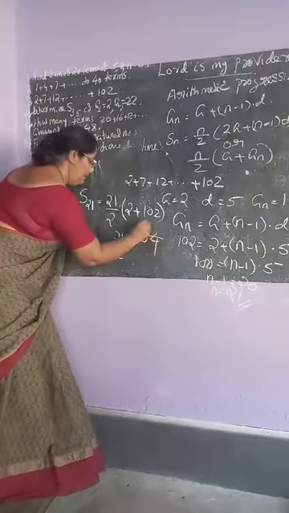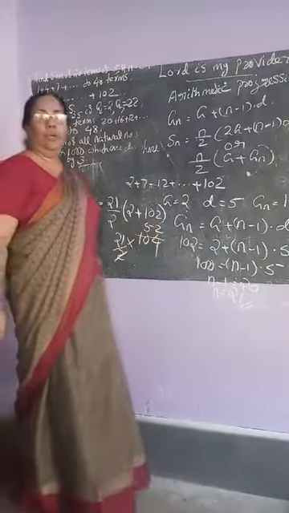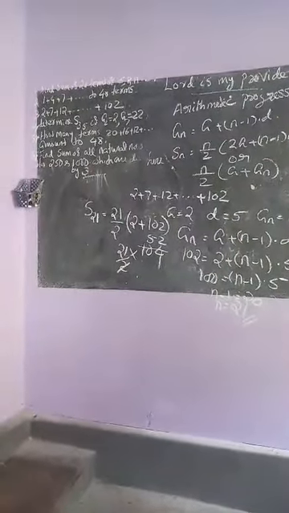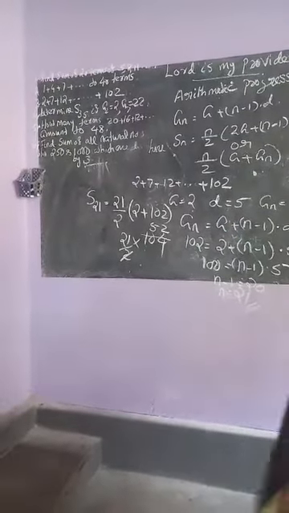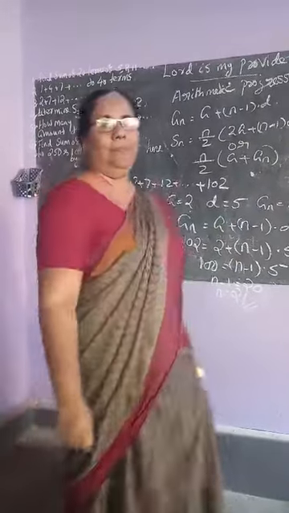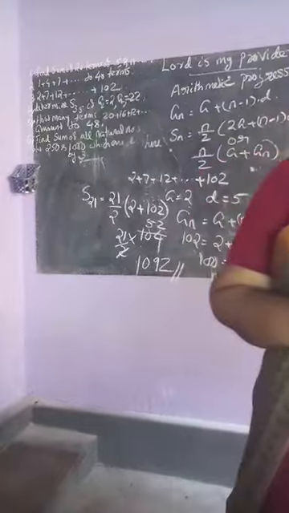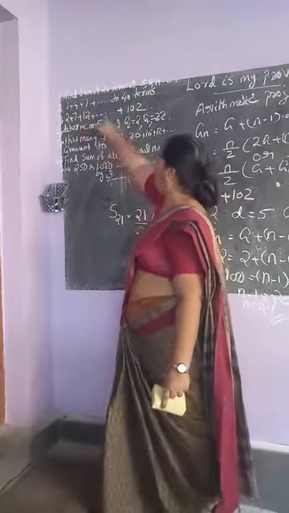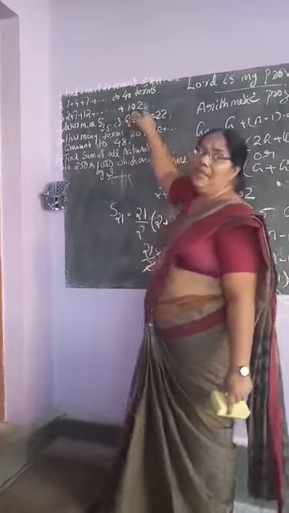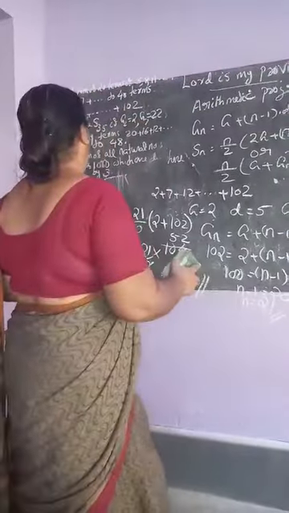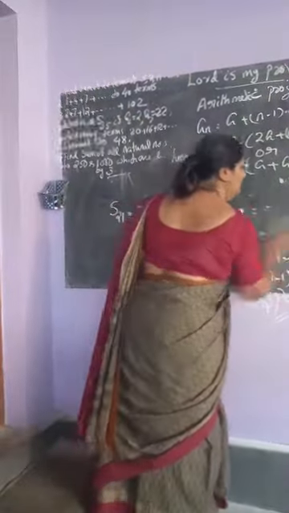2 and 52 into 21. What is 52 into 21? 52 into 21 is equal to 1092. The final answer is 1092. Understand? If the question is find the 40 terms, it means S40. But here in the third question, 2 plus 7 plus 12 plus etc. plus 102, it means that 102 is the nth term of that series.